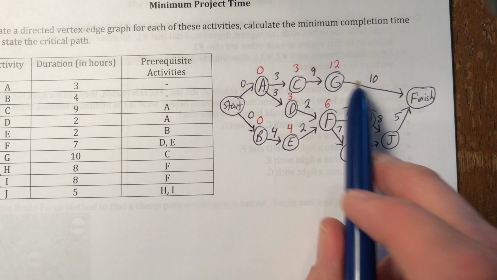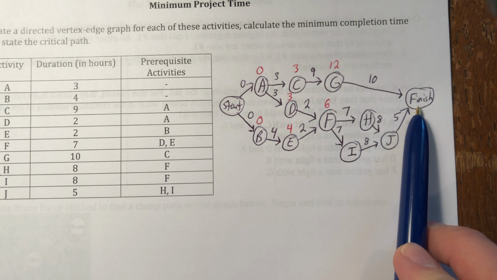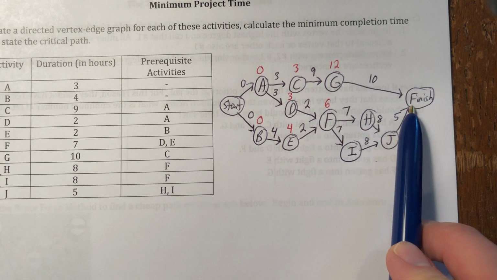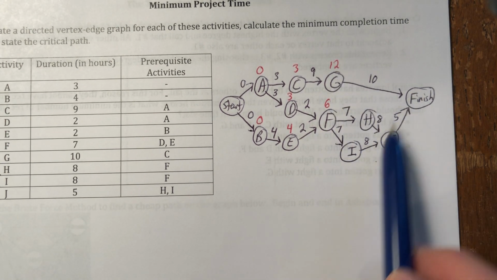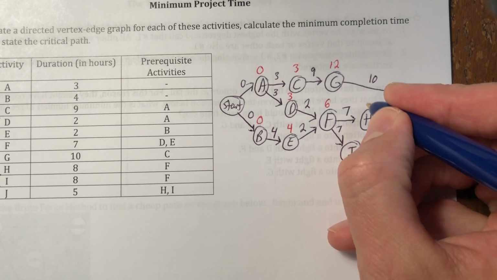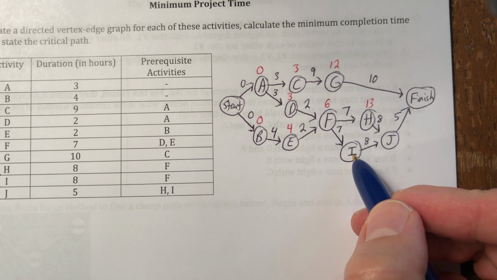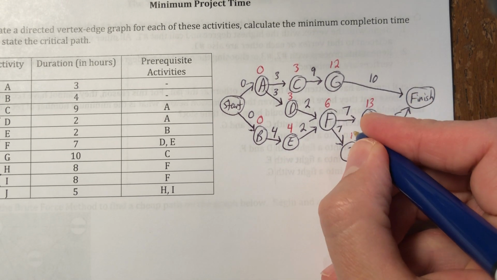I would love to just go 12 plus 10 is 22, but don't, because we have a couple arrows pointing to the finish. Because a couple arrows are pointing to the finish, I have to consider all my options. I have to consider 22 and whatever this is, and we haven't gotten there yet. So I have 13 going here, only arrow going into H. Only arrow going into I is, well, also 13.